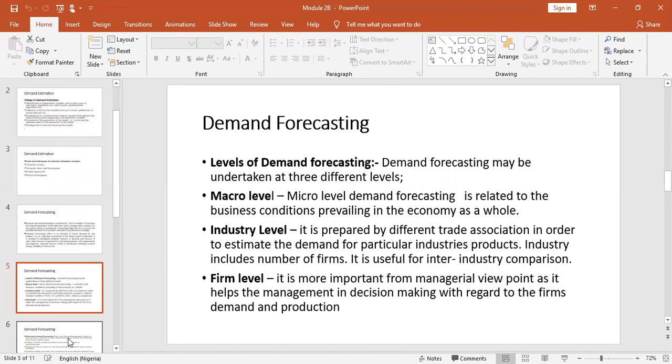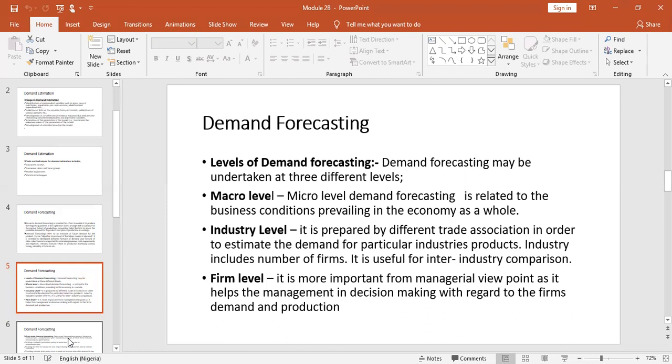So there are levels. One is macro level. Macro level demand forecasting is related to the business condition prevailing in the economy as a whole. It's not micro, it's macro. What is the situation in the country generally? Because the situation of the country with regards to economic activity, with the health of the economy, will affect demand for goods and services significantly, because it will affect people's income and welfare.